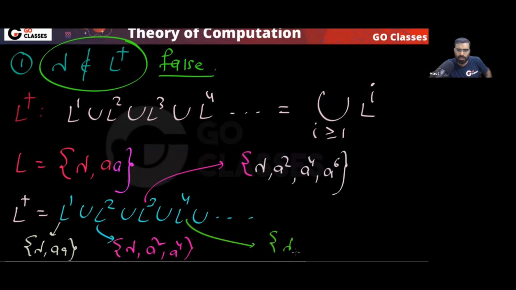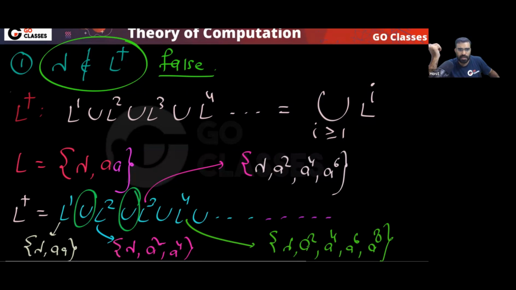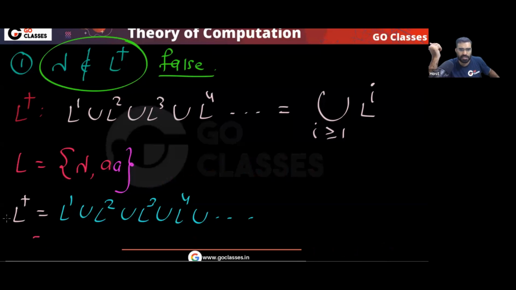L power 4, you can check it out. That will be lambda, a square, a power 4, a power 6, a power 8, and so on. So tell me, ultimately what is L plus? If you do the union of L power 1, L power 2, L power 3, L power 4, if you do the union of all these, then ultimately what you will get?